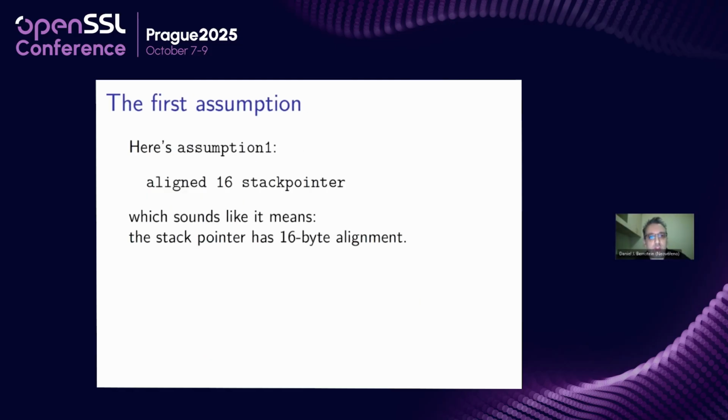The first assumption says aligned 16 stack pointer. And stack pointer is one of the variables. And I look at this and I think, oh, that probably means the stack pointer variable is a multiple of 16. Of course, if you're doing a complete audit, you have to check the definitions that are being used.